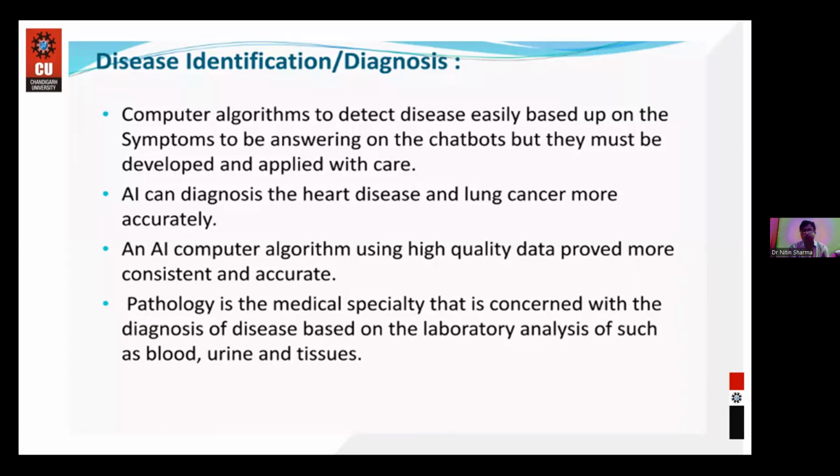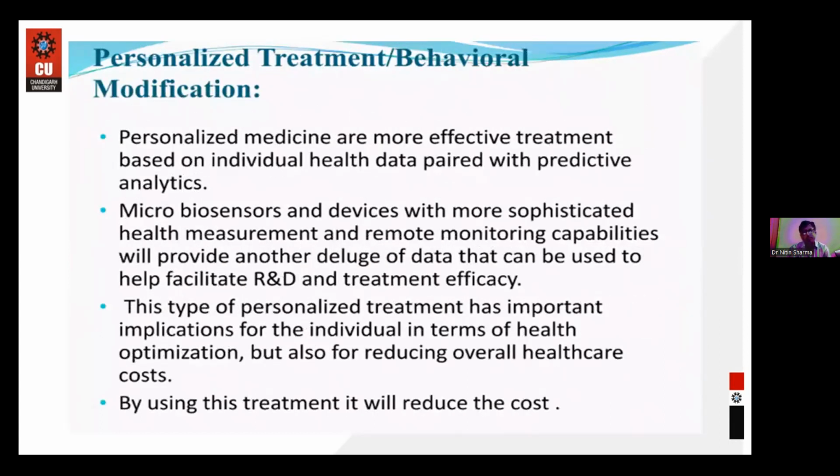But for diagnosis also, we have different machines available which are being used for the diagnosis part, right? An AI computer algorithm using high quality data proved more consistent and accurate, right? Pathology is a medical specialty concerned with the diagnosis of disease based on laboratory analysis of samples such as blood, urine, and tissues. Whenever we are feeling any health problem, we visit a doctor. Before giving any medication, the doctor usually asks for a certain test, and once we have those tests available, the data comes, and that data is analyzed by the doctor, and he suggests further preventive action or medicines, right?